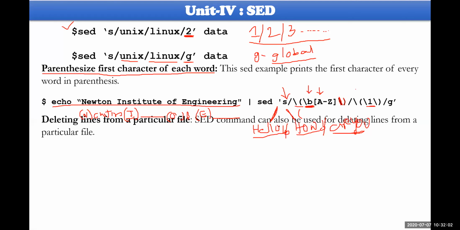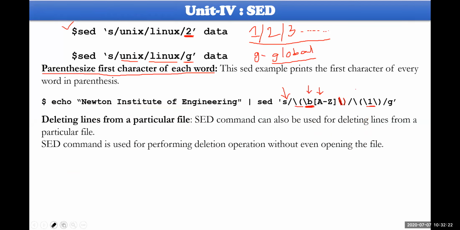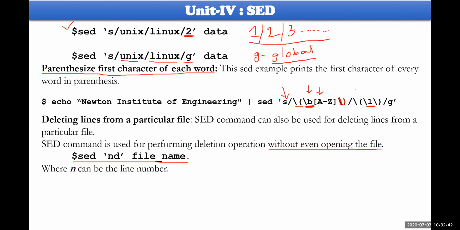Then, how can we delete one particular line from the file with sed? Let me show you something here. sed could also delete lines, without opening the file. This is the specific point you need to remember: sed will not open any file, it just reads the file and does the operations. So sed nd filename, where n is the line number.